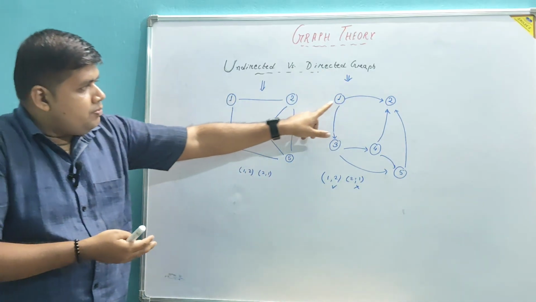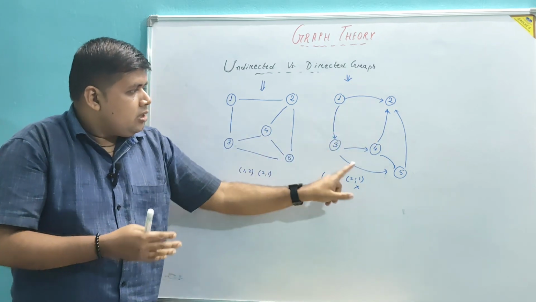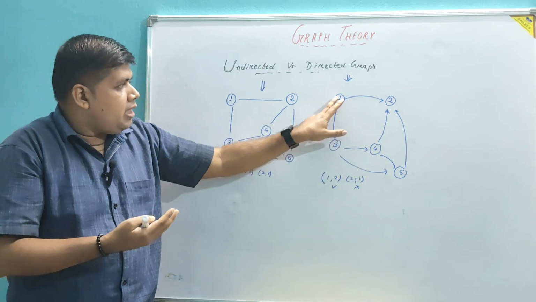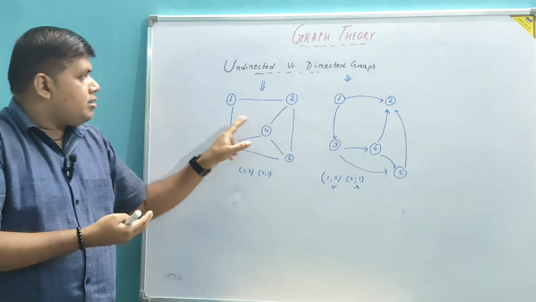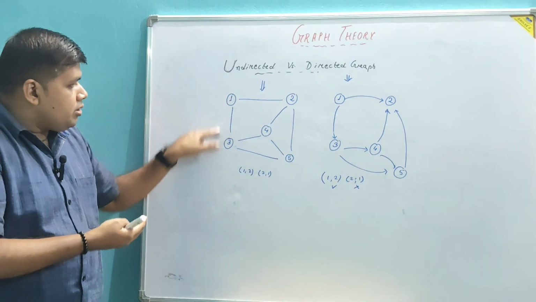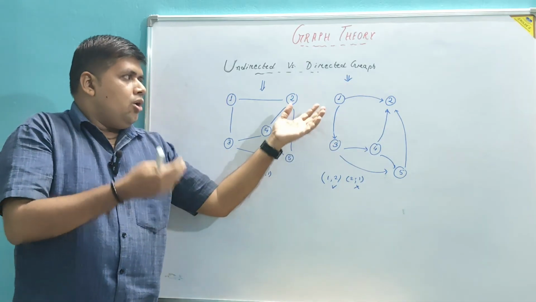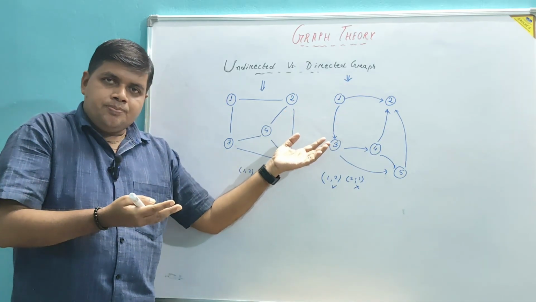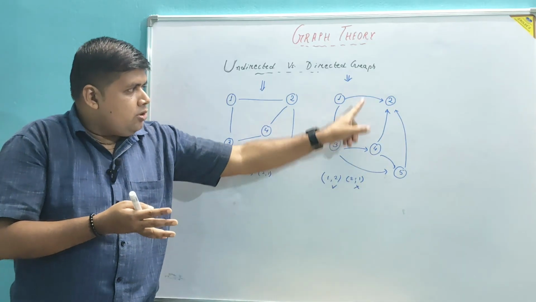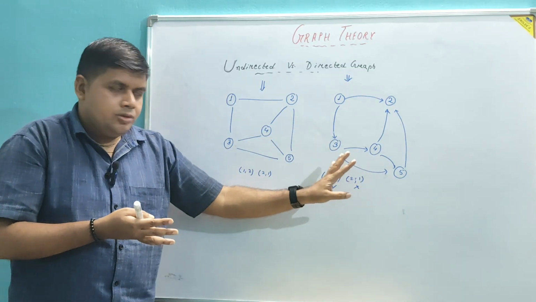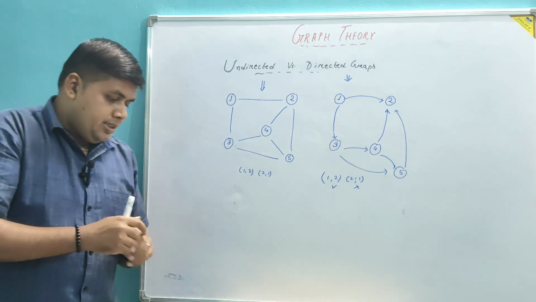Now, since this edge is used to go from 1 to 2, if someone has to reach 4, how can they reach? They have to go from 1 to 3, then 3 to 4. But they can't go via this one. However, in the undirected case, since there is no direction associated, they can directly move from 1 to 4. So if we are asked what the paths from 1 to 4 are, we can say it is 1, 3, 4. Any more? No. So only one path is there. So this is about the directed graph and undirected graph.